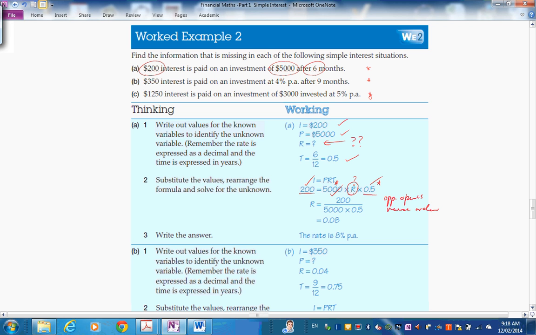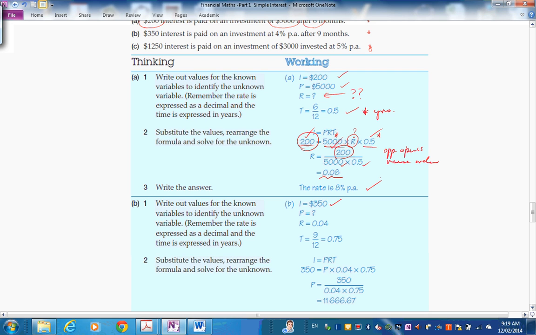So you have to divide by these two. R's been times by it, and 200 is the result. So now if you get the 200 and divide by these two, you'll get what R was. So the rate is 8% per annum. Why is it per annum? Because up here we're working in years, and we usually express simple interest as per year, per annum. Let's look at another one.